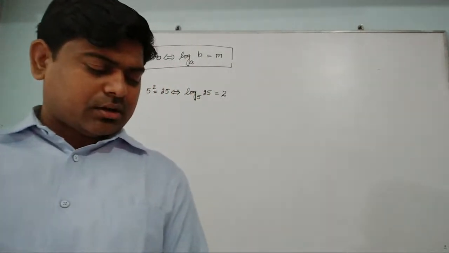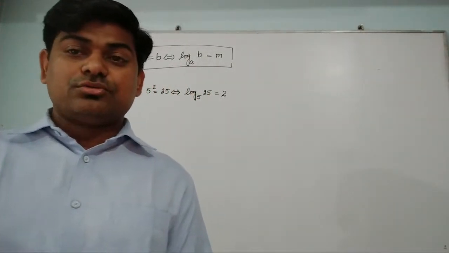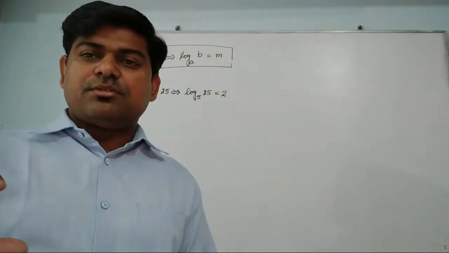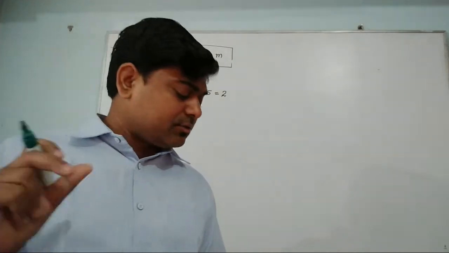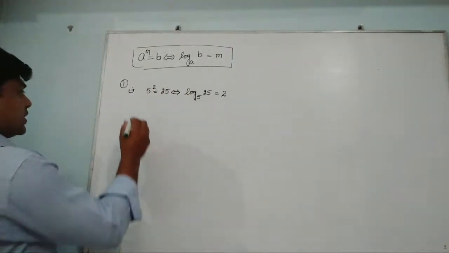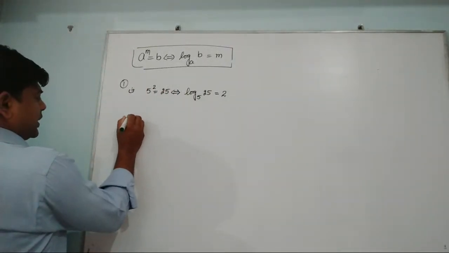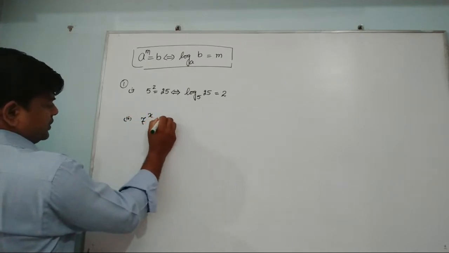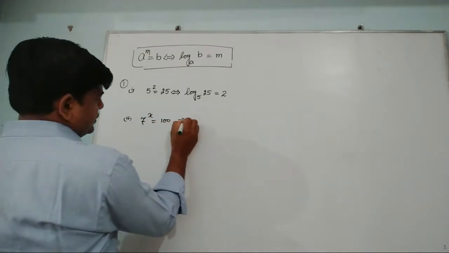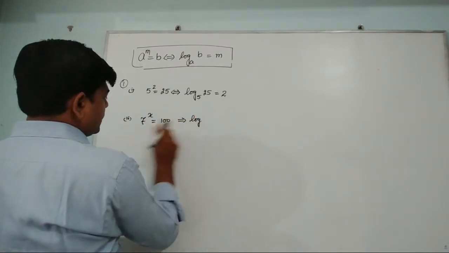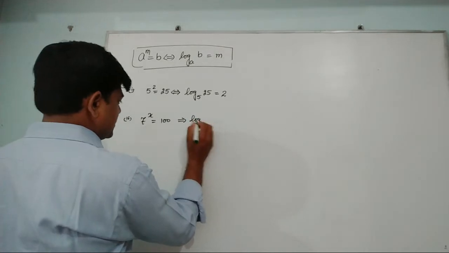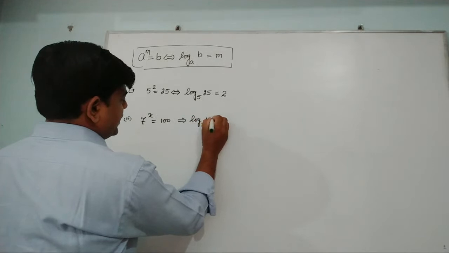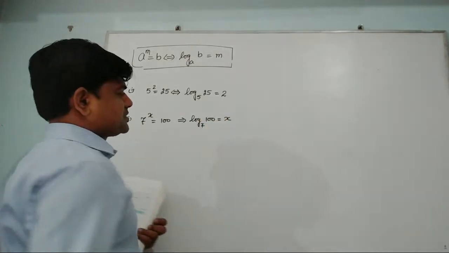So what I am thinking, you may write the rest, but I would like to do some more parts of this question where some variable or some decimal has been given. So I'm just going to do the third part. You can see in the third part: 7 to the power x is equal to 100. What should I write? Log, here base is 7, again 7 will be the base, and they will change their side. Log base 7 of 100 is equal to x.